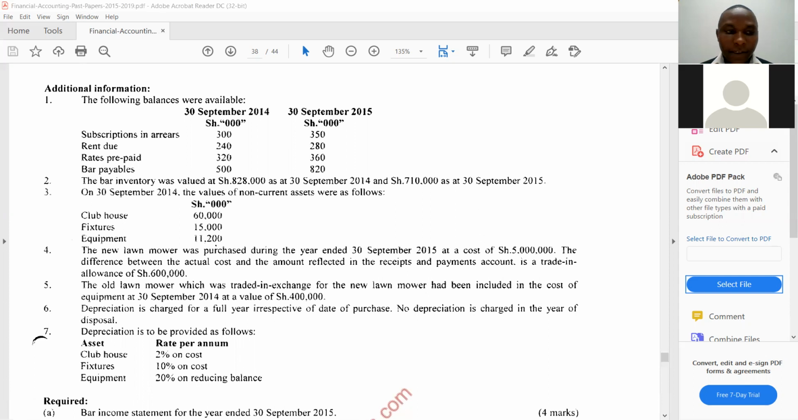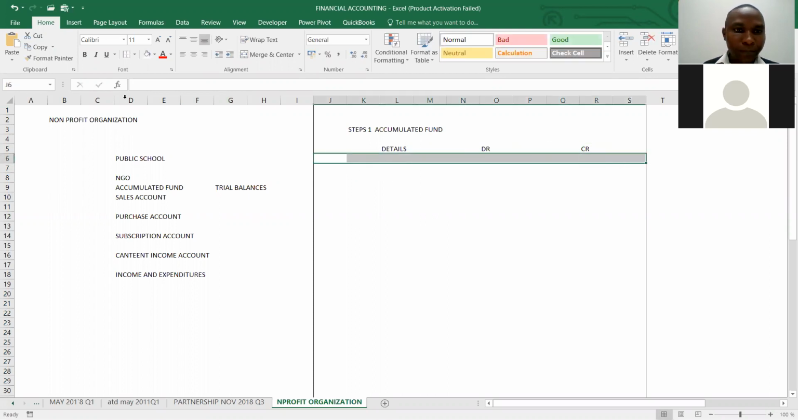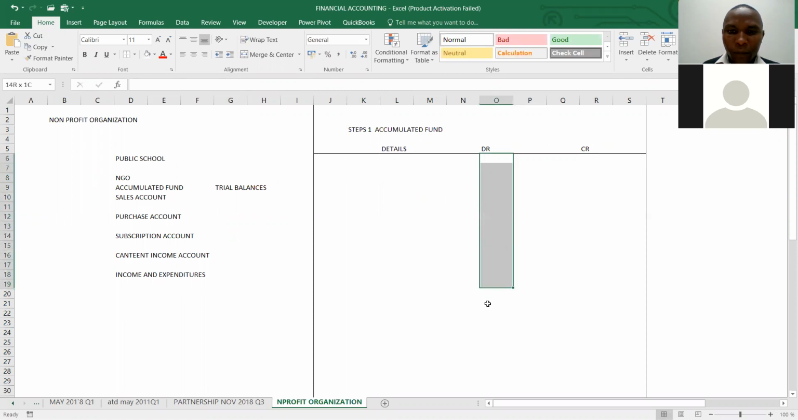So we have said the first step, when given a question like this, is that they don't state the capital invested in the business. So the first step is that you find out the accumulated depreciation. We will use a trial balance. So we will have a detail column here, and here we will have a debit and a credit. That is my trial balance.